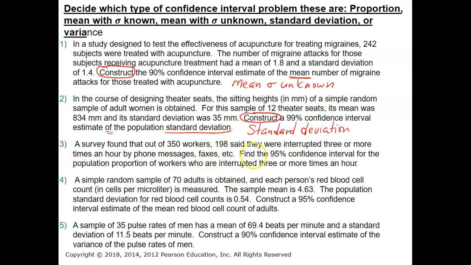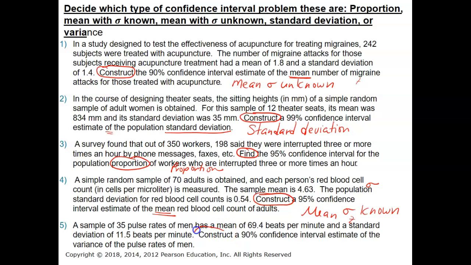Okay. All right, number 3, there's the find or construct statement. Find the 95% confidence interval for the population proportion. So this is going to be a proportion type. Okay, the next one, here's my construct statement. Construct a 95% confidence interval estimate of the mean. So this is going to be a mean type. And I'll look back and it says the population standard deviation is 0.54. So population standard deviation is sigma, so this would be a sigma known. Remember, if sigma is unknown, then you use a t critical value, and if sigma is known, you use a z critical value.